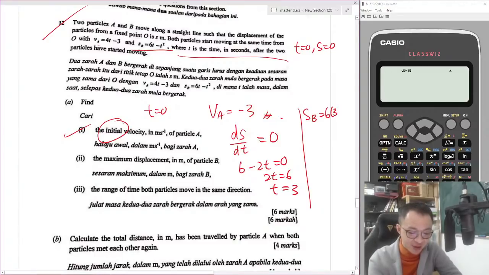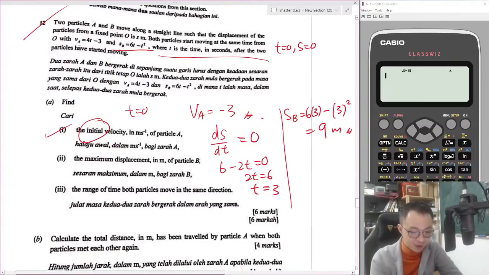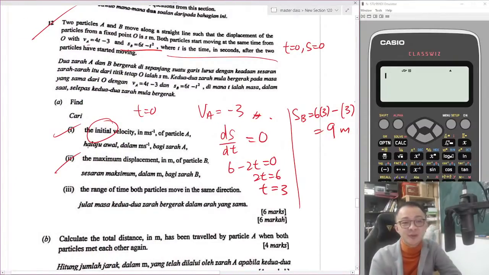So it's 6 times 3 minus 3 squared. T squared, right? 3 squared. So it's 18 minus 9, which is 9 meters. Okay, I guess it's meters, isn't it? Yeah. So, done.